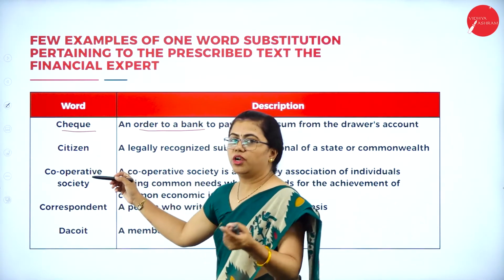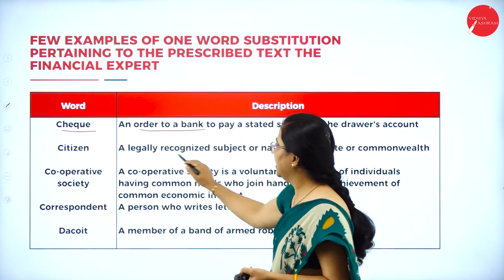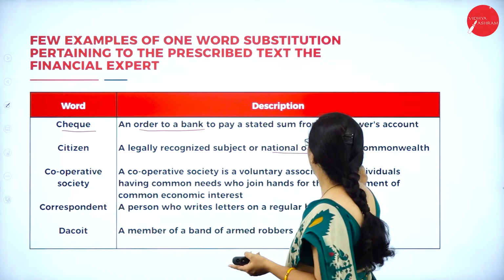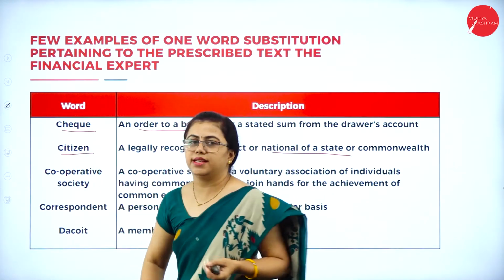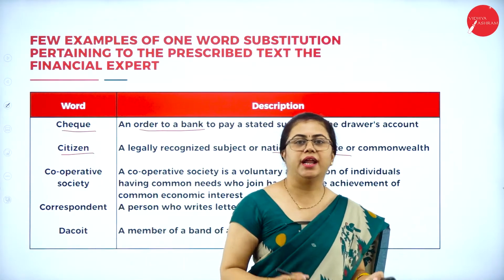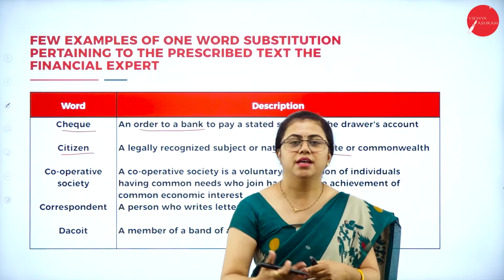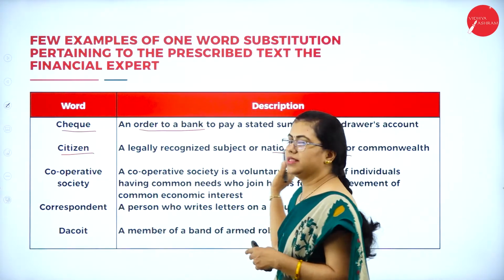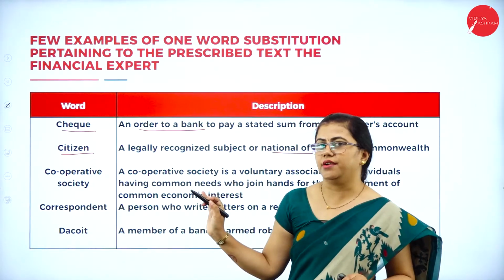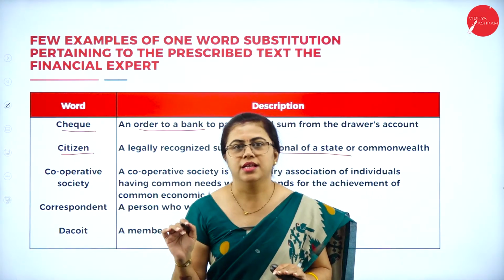Then citizen, you need not worry too much about this one. A legally recognized subject or national of a state. That person is called a citizen. A person who lives in the country by birth gets natural citizenship there. Any legally recognized person of that country is called a citizen.